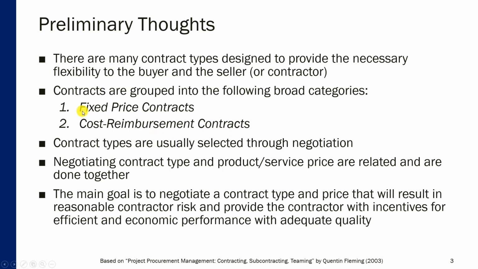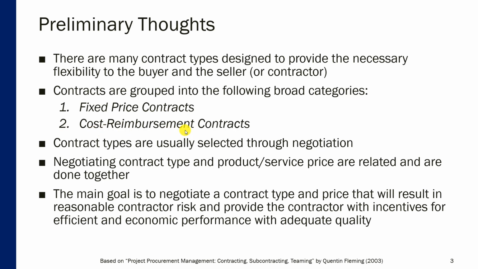As the name suggests, fixed price contracts include a fixed price that the seller or contractor needs to adhere to in order to meet the rules or the specifications of the contract. Cost reimbursement contracts are different. They give more freedom to the seller.